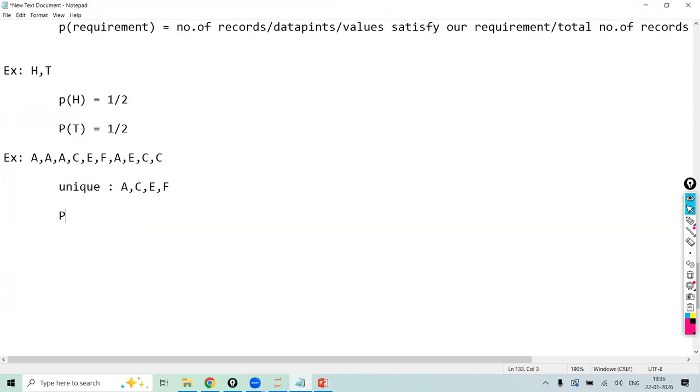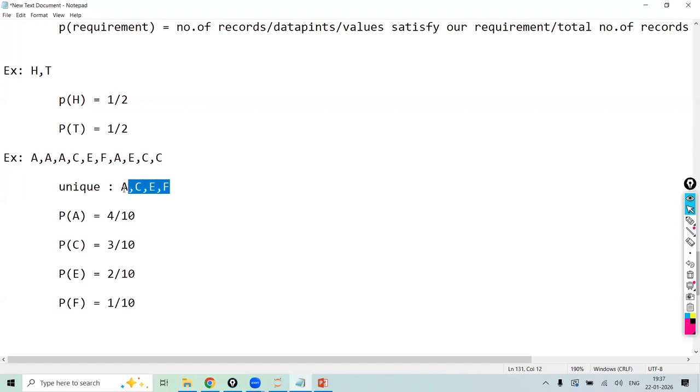So what is the probability of A? Total how many records or data points are there? 1, 2, 3, 4, 5, 6, 7, 8, 9, 10. In the 10, how many satisfy your requirement? 4 by 10. So that is the probability. Similarly, what is the probability of C? How many C's are there? 3 are there, so that is 3 by 10. Next, what is the probability of E? How many E's are there? 2 are there. It is 2 by 10. And the probability of F is 1 by 10.